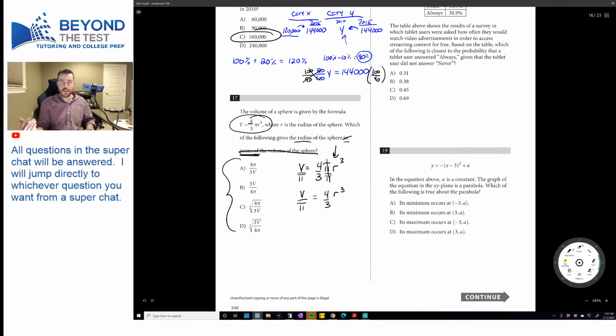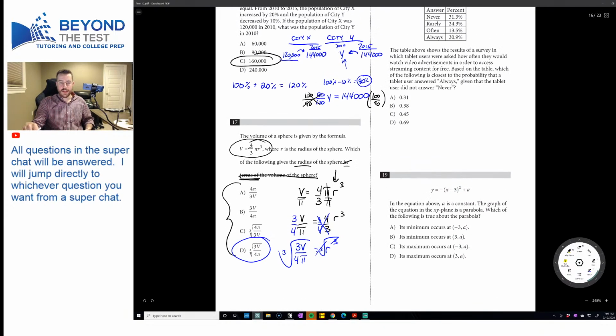And just like we've done with a bunch of the last few problems, when you have a fraction in front, you multiply by the reciprocal. Multiply by 3/4 on both sides. So that gives us 3v over 4 pi is equal to r cubed. The very last step here, we're just going to take the cube root of both sides. So we get r is equal to the cube root of 3v over 4 pi. And we're done.